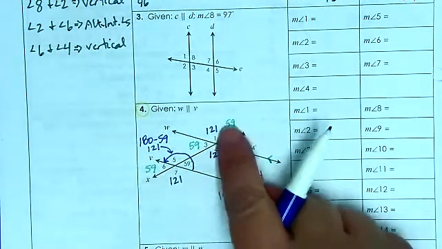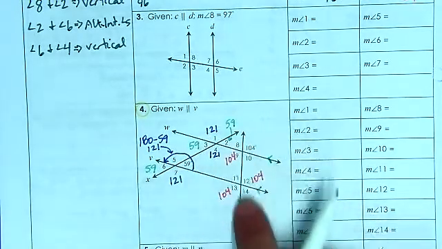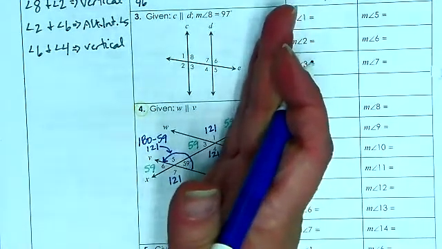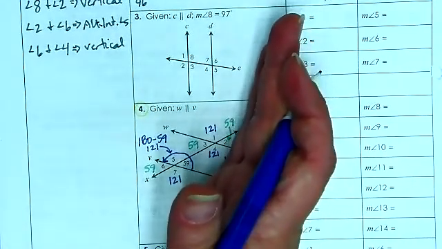Notice, I cannot do anything with this transversal on this one. They're two separate things. If you need to, draw a line between them. So you just think about it as two separate things.